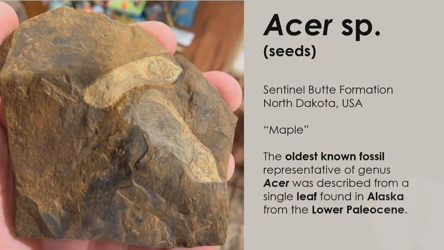We start to see some maple seeds. Acer is the same genus today that maples are in, and the samara is what we refer to their seeds. They have these little wings to them. This is a specimen from North Dakota. The oldest known fossil representative of the genus Acer was described from a single leaf found in Alaska from the lower Paleocene.